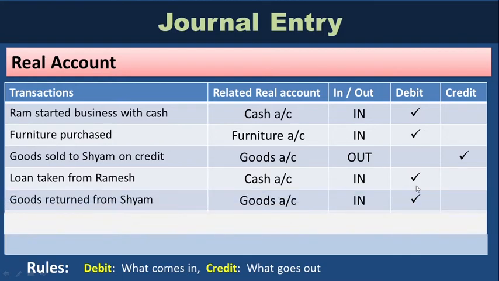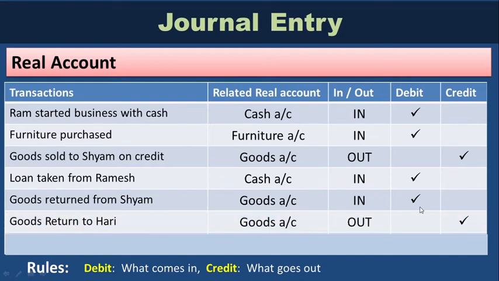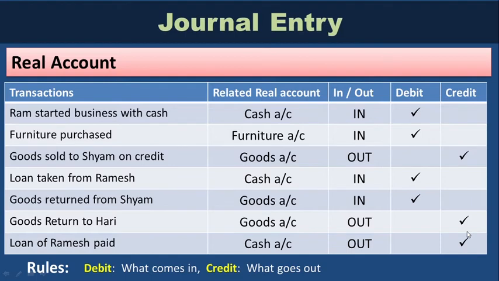The next one, goods returned from the Sam. Here, related real account is goods account. Goods is coming into the business and we debit the goods. Goods returned to Hari. Here, related real account is goods account and goods are going out from the business, so goods are credited here. The last one, loan of Ramesh paid. As we pay loan to the Ramesh, related real account is cash and cash is going out from the business, so cash is credited here.